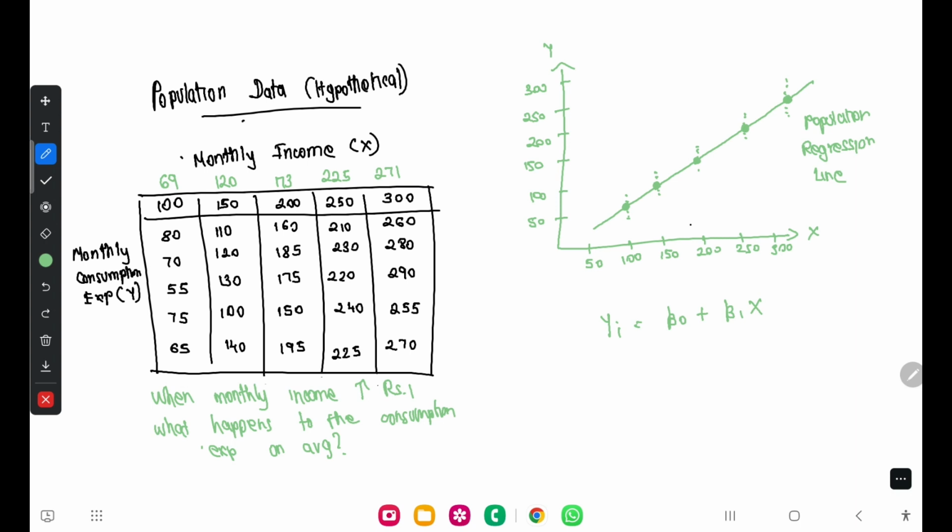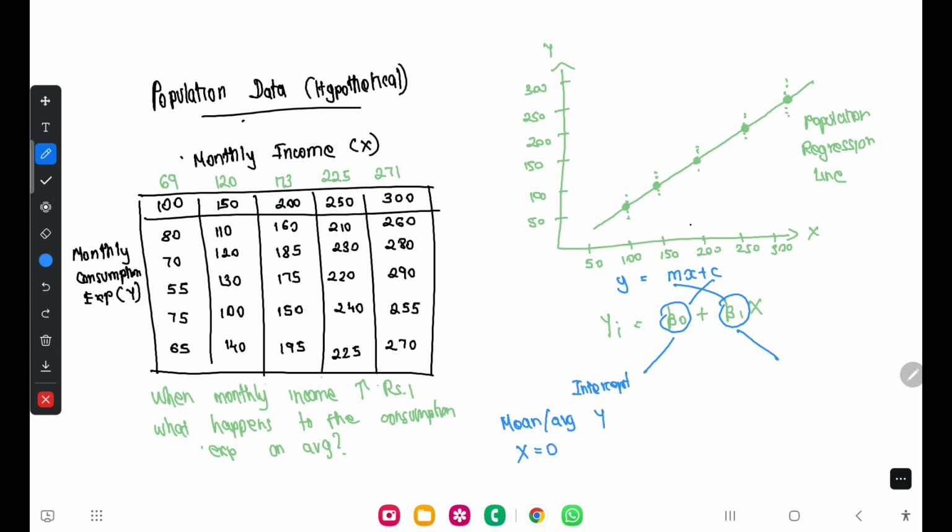Why did I write like that? Because when it's a straight line equation, obviously the equation is y equals mx plus c, right? So over here beta 1 is our m and beta naught is our c, the slope and the intercept. So how do we interpret these two? Beta naught, I said this is the intercept. So this indicates the mean or the average value of y when x is 0.